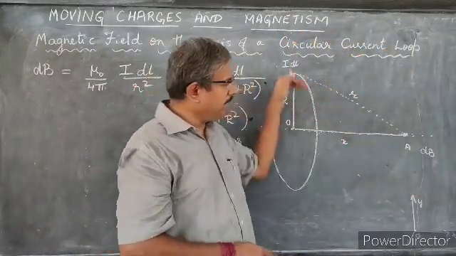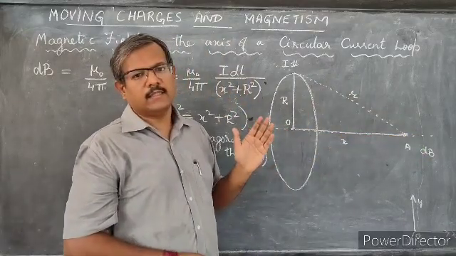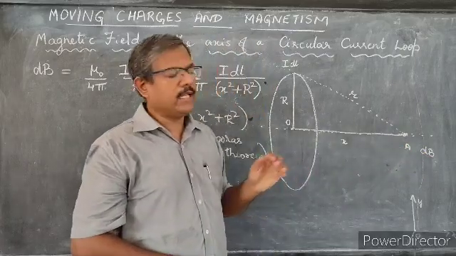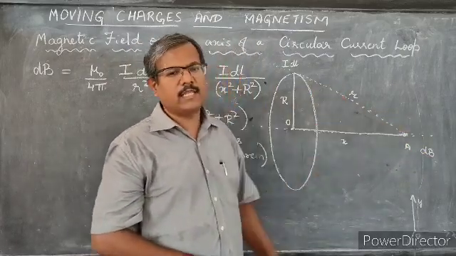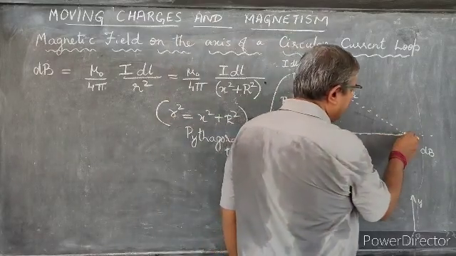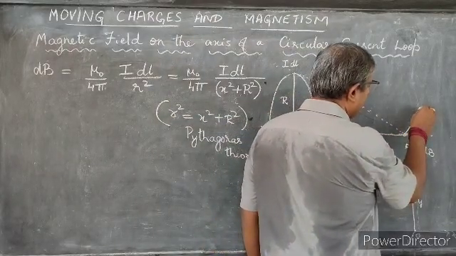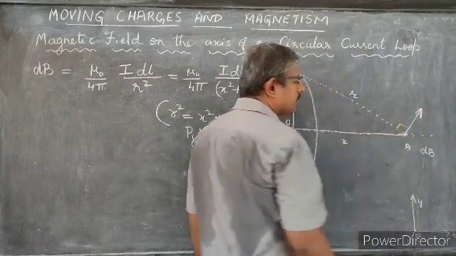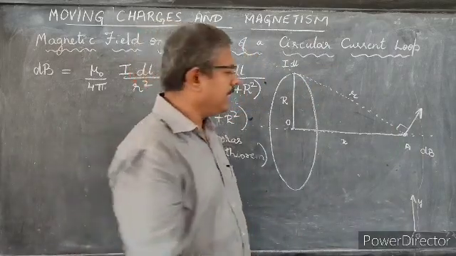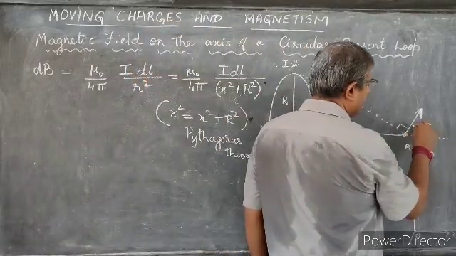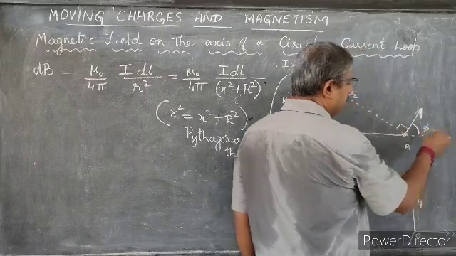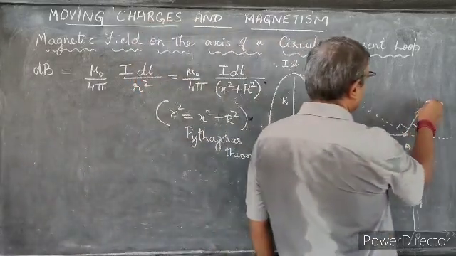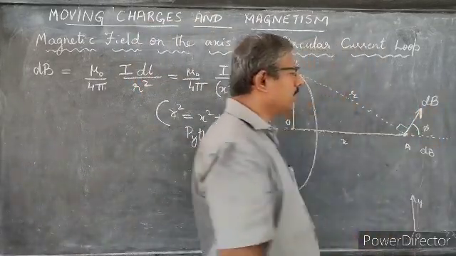So if this is the plane in this direction, then my field dB at this point A will be perpendicular to the direction of the displacement vector. So it will be at 90 degrees to this displacement vector, making an angle, let's say phi, with the x-axis. So this will be the direction in which dB will be acting.